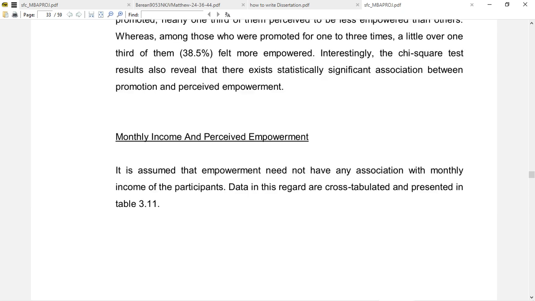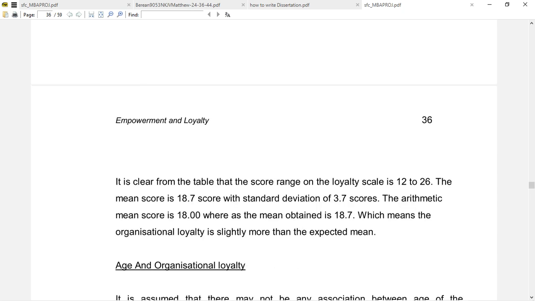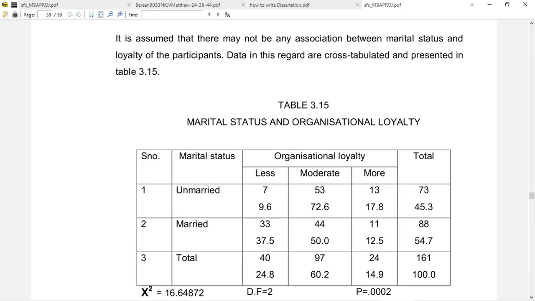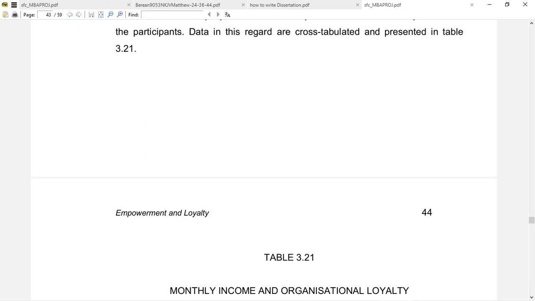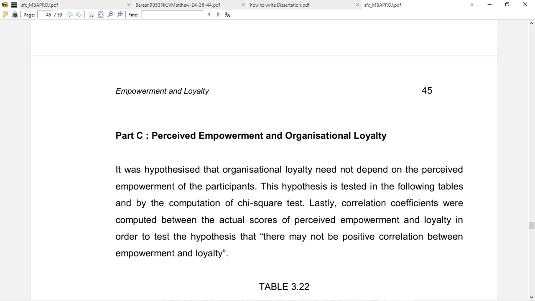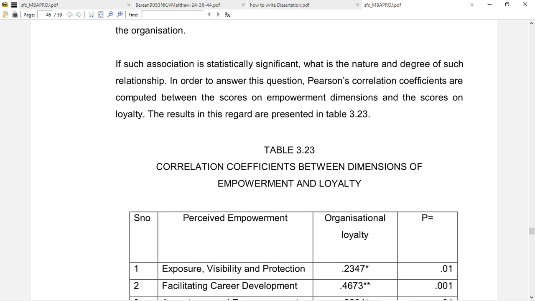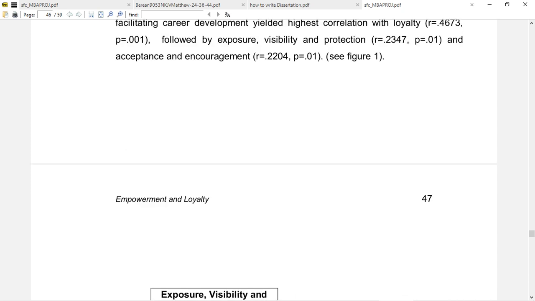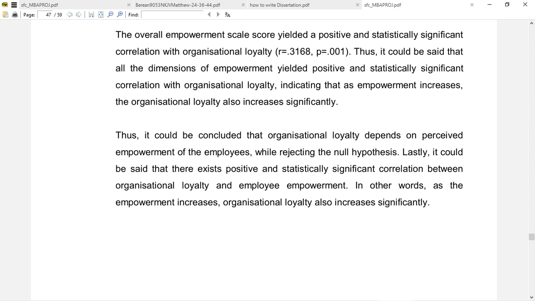Then as you move forward, this is part B, profile and organizational loyalty. So I've shown how to measure loyalty, how to cross tabulate, and then chi-square tests were calculated for each of them. Then with that we move on to part C, relationship between empowerment and loyalty. So here I've shown the correlation coefficients yielded between these variables. And that's how I concluded my table. I've presented pictorially how those correlations are, and that's it.